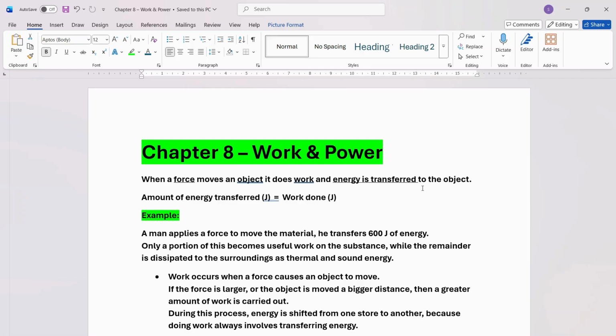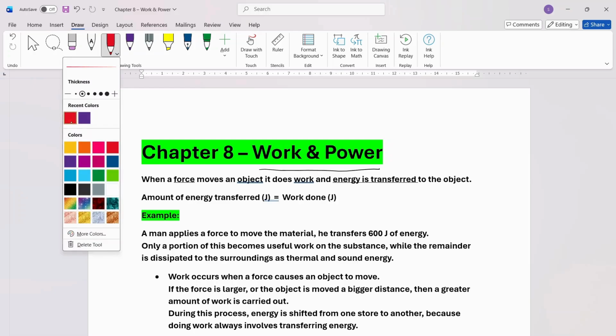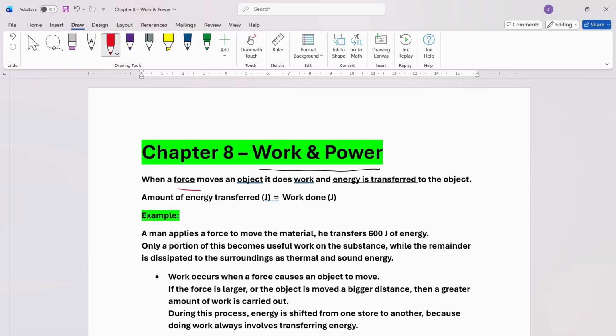Chapter 8 is about work and power. When a force moves an object, it does work, and energy is transferred to the object. The amount of energy transferred in joules is equal to the work done, and the unit is joules.